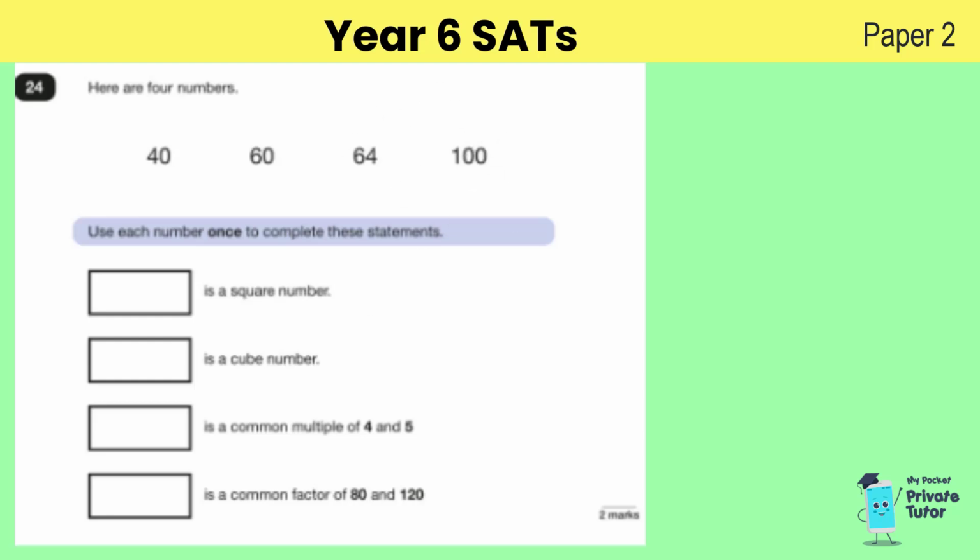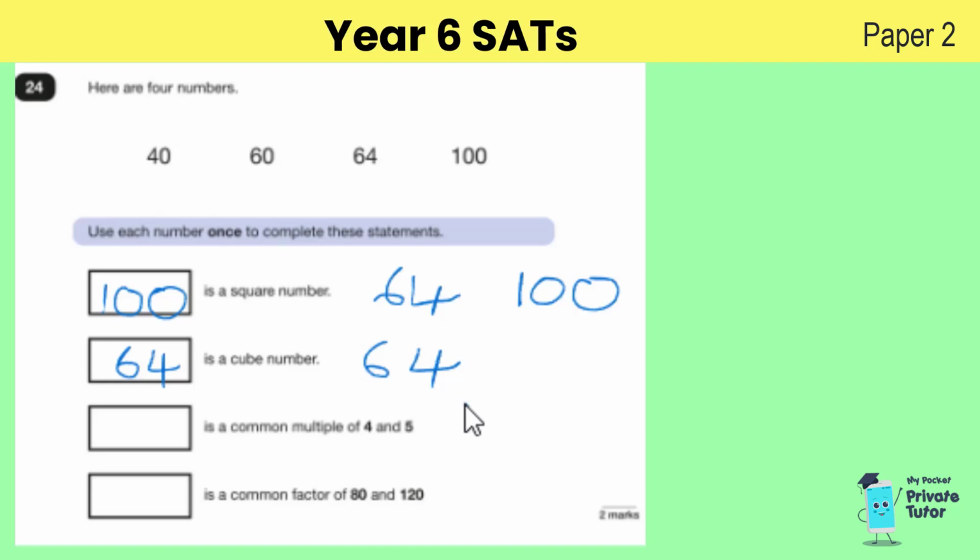I can already see, for example, square number, there's two possibles, there's 64 and 100. So I'm going to write next to each one the possible, so that could be 64 and 100. A cube number, the only cube number here is 64, so it's worth knowing your squares and cubes. So I therefore know that it must be 100 for a square and it must be 64 for the cube. So we've now got 40 and 60 left.